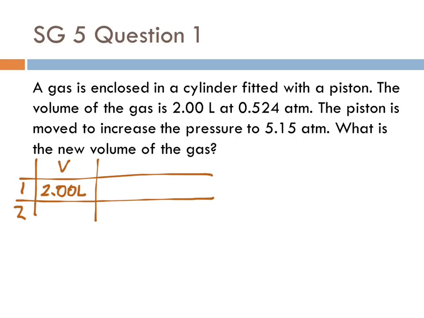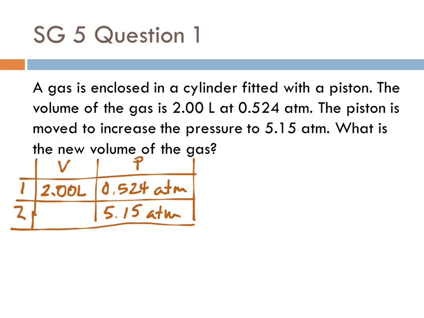And that is a unit of volume. So we're going to label that column volume. 2 liters at 0.524 atmospheres. And that is a unit of pressure. So that's the pressure. And then next, it says the piston's moved, so something's changing. The pressure is increased to 5.15. So that's a pressure. We're going to write it in the pressure column, 5.15 atmospheres.